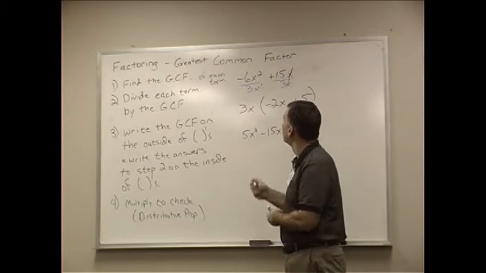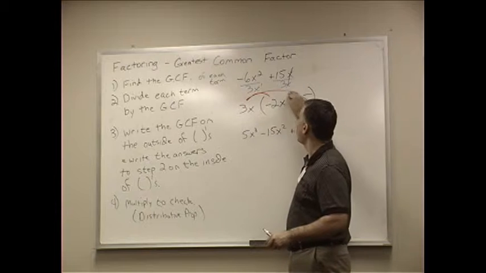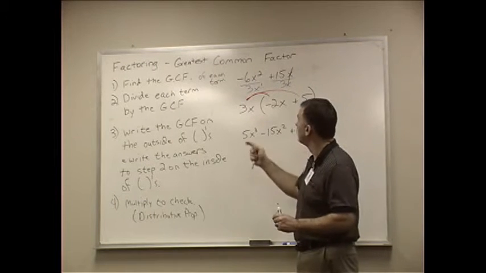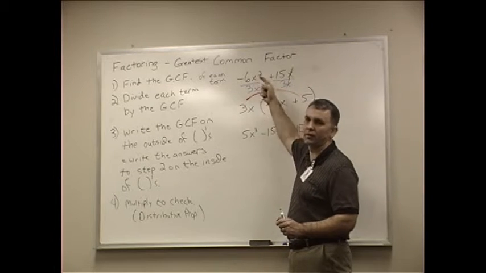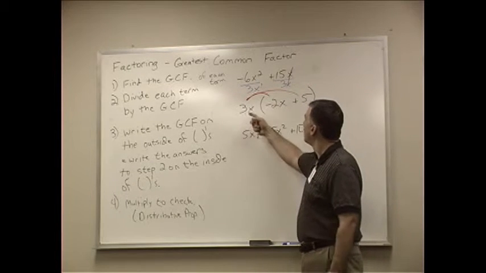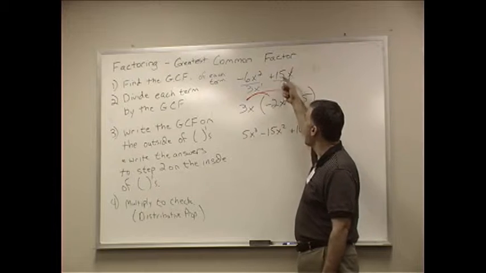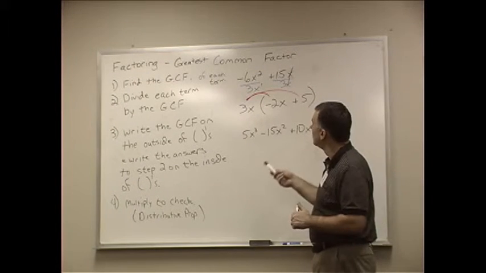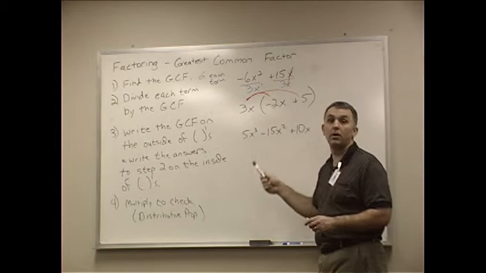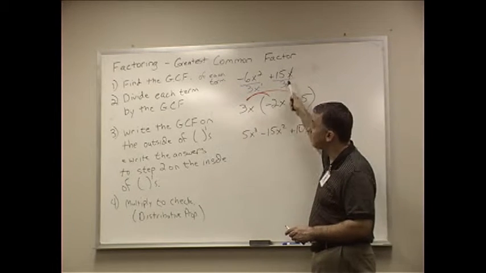Okay, so if I want to multiply this back out, this is just to check it. 3x times negative 2x is negative 6x to the second. 3x times 5, that's 15x. Okay? So that's factoring. I want to go through another one, and then I want to add something on to both of these.